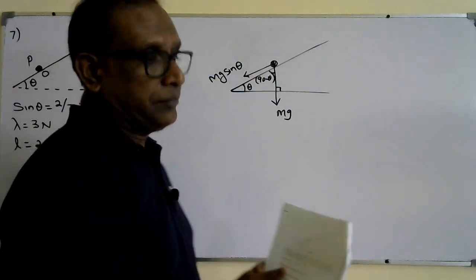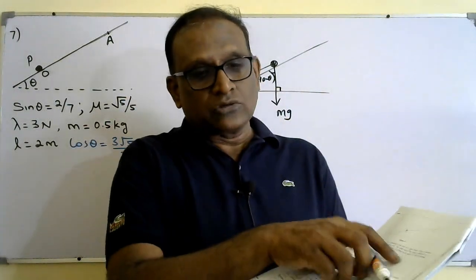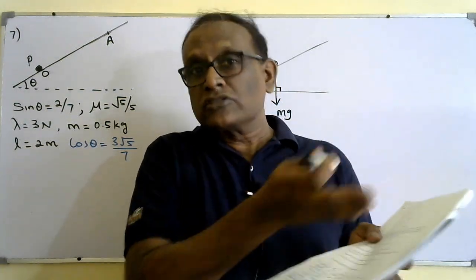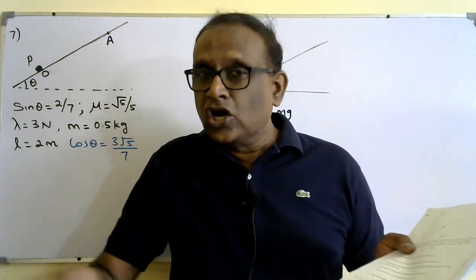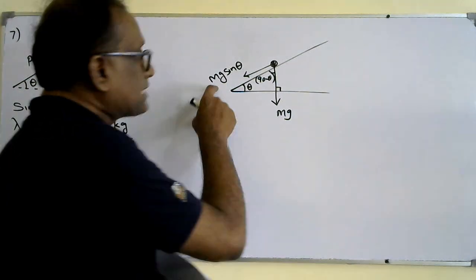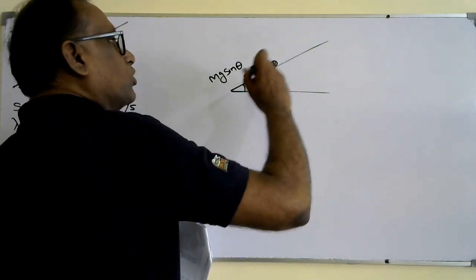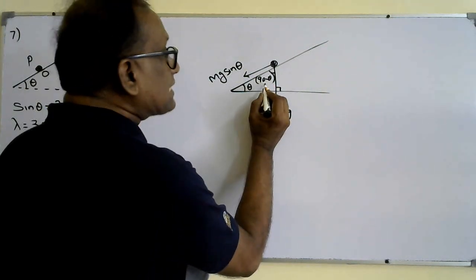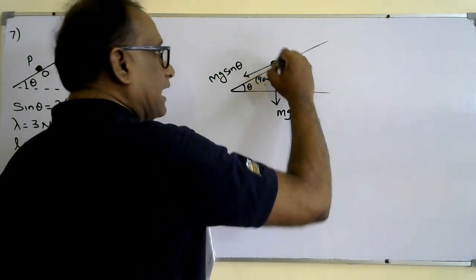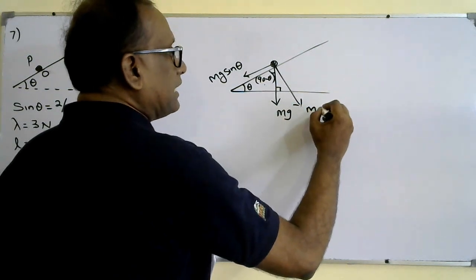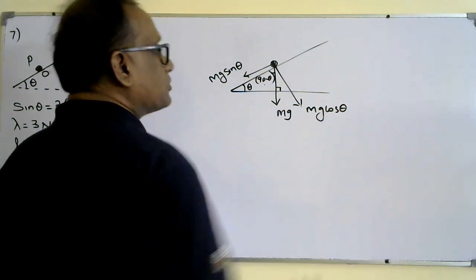That's the reason when you keep an object on a slope, it rolls down. Why does it roll down? Because of the component of the weight acting along the slope downwards, which is mg sin theta. To find the component of the weight perpendicular to the slope, that is mg sin(90 minus theta), that is mg cos theta. Remember that also.